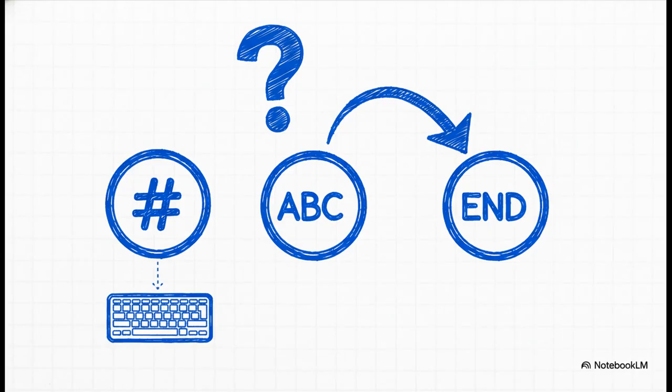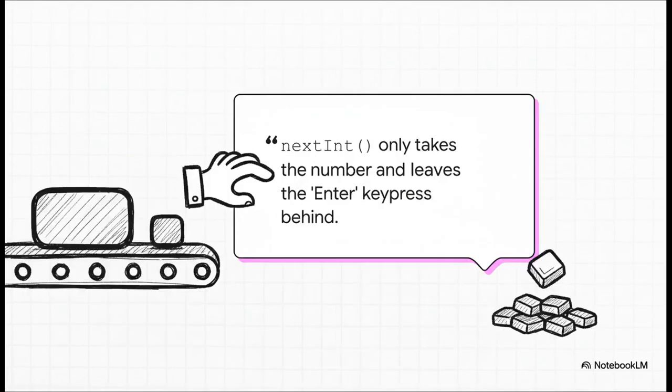So here's the scene. Your program asks for the user's age. You use nextInt to grab it. Perfect. Then it asks for their name, so you use nextLine. But when you run the program, it asks for the name and then bam, it immediately moves on. It completely skips waiting for you to type anything. It's so confusing. What in the world is going on? The best way to understand this is to think of the user's input like items on a tiny conveyor belt. So when you type the number 25 and then hit the Enter key, you're actually putting two things on that belt.